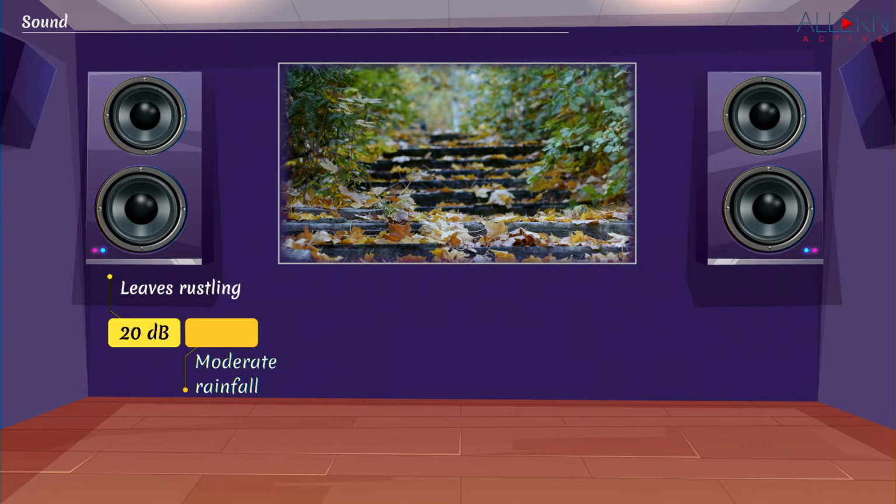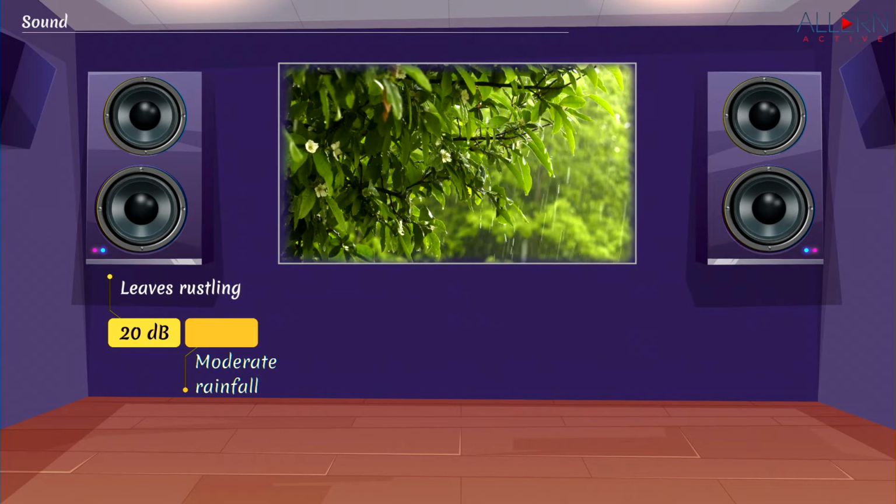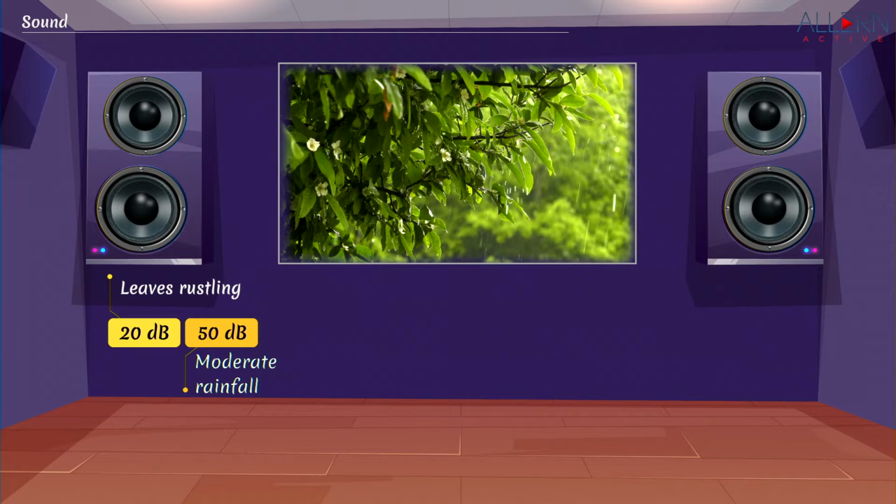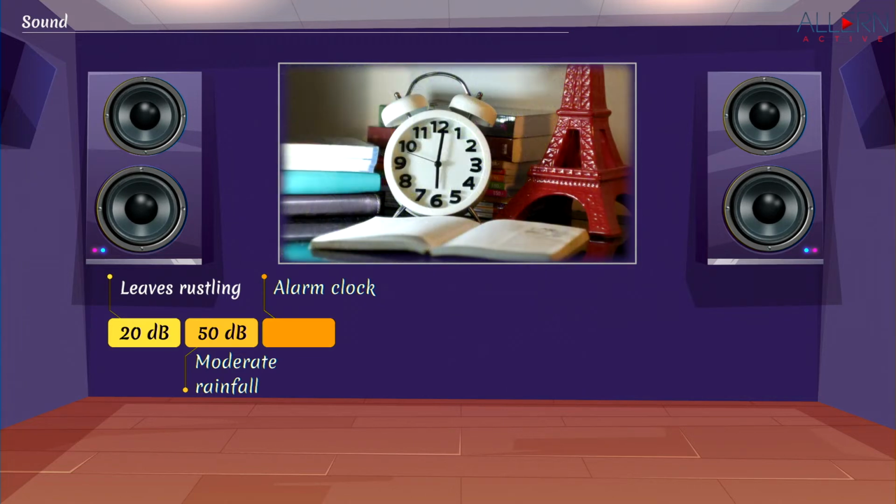Next example is of moderate rainfall. And yes, we do love rainfall, right? The smell of petrichor. So now, on the decibel meter, it shows 50 decibels. Still soothing to the ear. The next example is the example of alarm clock. Oh God, it's irritating, right? That means here it has become physically painful to us. On the decibel meter, it shows 80 decibels.